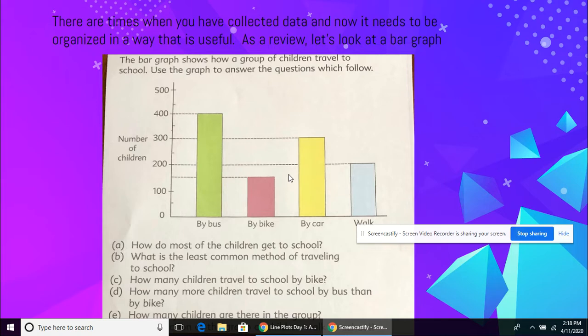And then finally, how many children are there in the group? So this you're going to do by adding up all of the number of children for each different method of transportation. 400 plus 150 plus 300 plus 200, that equals 1,050 children altogether that are in this group that were surveyed. Now we're going to be taking a look at a line plot and how that is interpreted.